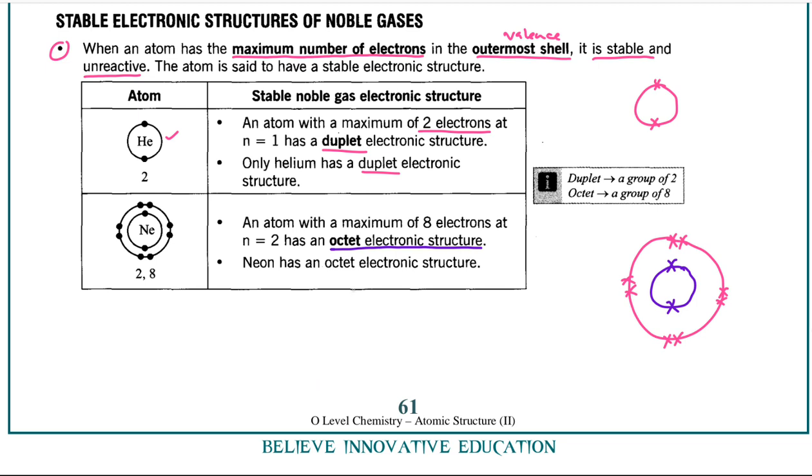We'll look at the octet configuration even in the reactions later on. You'll find how it really applies to other atoms which are not noble gases. For noble gases, they are just atoms. They have not joined with anything. They have not lost any electron. They have not gained any electron, but they're just like that. That's why we say that they are noble gases, or they are unreactive.